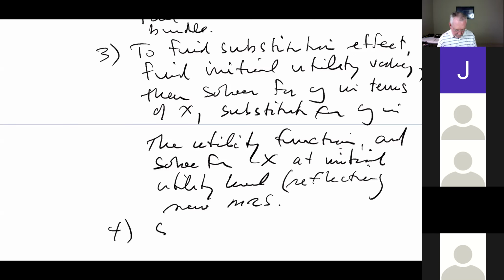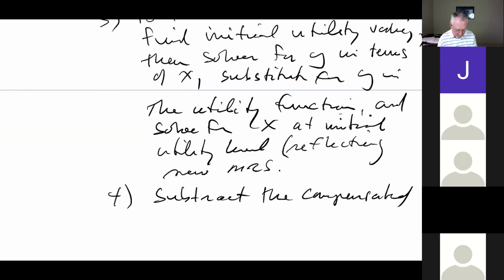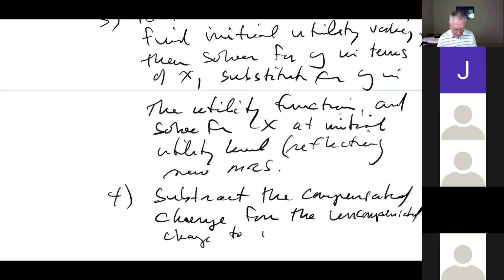Subtract the compensated change in quantity demanded from the uncompensated change to find the income effect. That's how I would do it every time. And that is, I think, for you, easiest.